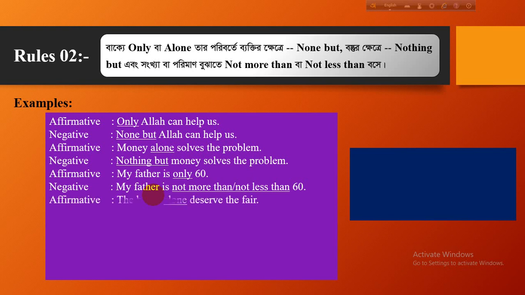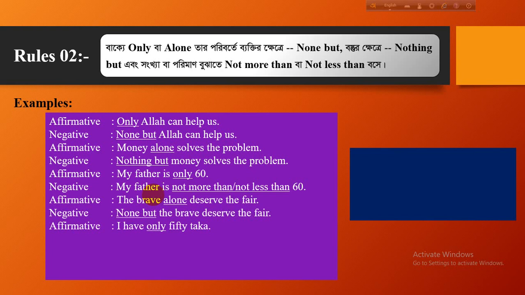Come to the next. The brave alone deserve the fair. The answer is: None but the brave deserve the fair. And I have only 50 taka. As taka denotes amount, here we use not more than or not less than 50 taka. So the answer will be: I have not more than 50 taka or I have not less than 50 taka.